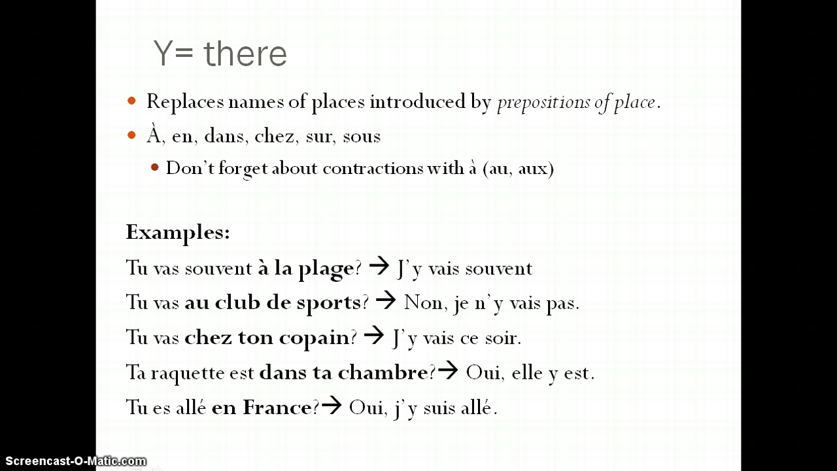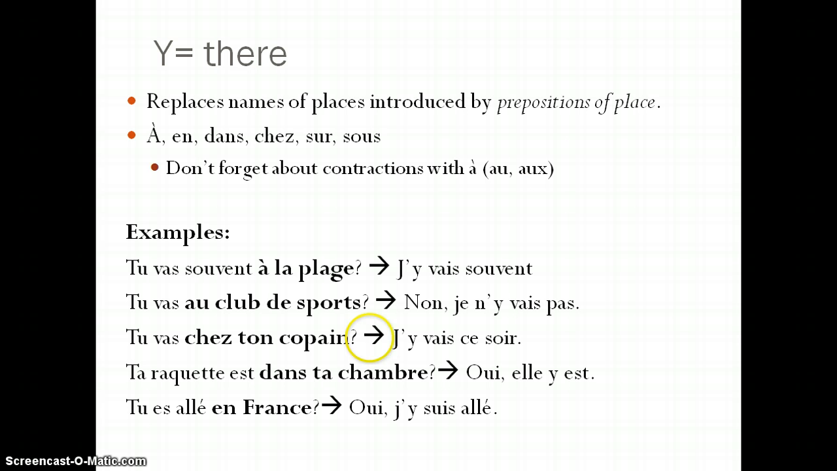So starting with the pronoun y, which for the most part can be translated as "there". It replaces the names of places that are introduced by prepositions of place. Which ones are prepositions of place? À, en, dans, chez, sur, sous, and so on. All of those indicate a place. And so if you see any of those prepositions, you know that you can replace the preposition and the place name that follows with the pronoun y. Also, don't forget about contractions with à. So you might see au and aux, the plural form, and those could also be replaced with the pronoun y.